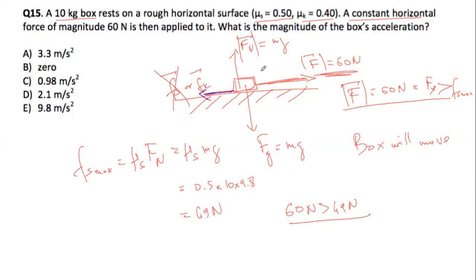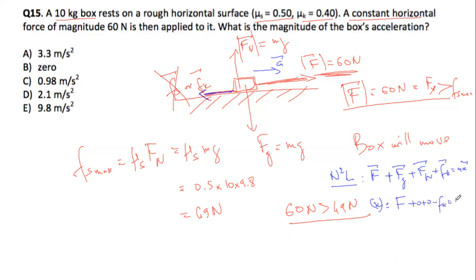So now, if it's an Fk, what is the acceleration? We use Newton's second law: F vector plus Fg vector plus Fn vector plus frictional force vector is mass times acceleration. Let's look at the x component of this. I will have plus F plus 0 minus Fk is equal to ma. And along y, I will have Fn is mg.